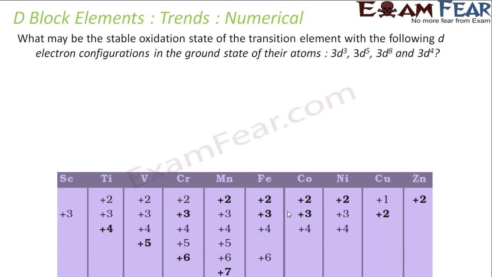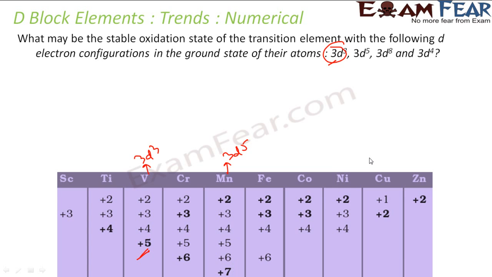Start with the stable oxidation state of the following with the electronic configuration. The ground state as 3d3. 3d3 we know is vanadium, and for vanadium we know the stable oxidation state is +5. By the electronic configuration also we can make out that 3d5 is manganese. For manganese the +2 and +7 is the stable oxidation state.